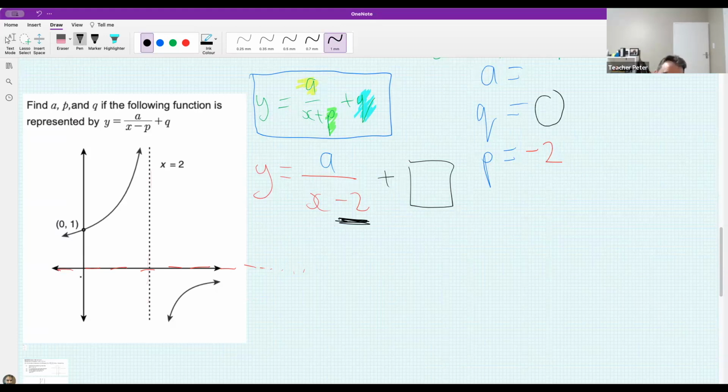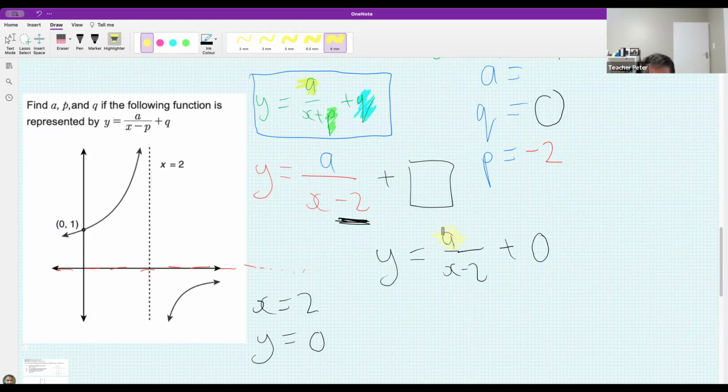Yes. Because if you think about it, what are the asymptotes? The asymptotes here are x is equal to 2 and y is equal to 0. So those are the equations of the asymptotes. Okay, now we need to find what A is. We know that the graph so far of this hyperbola is that. How am I going to find what this A value is? What's the only other piece of information I haven't used?